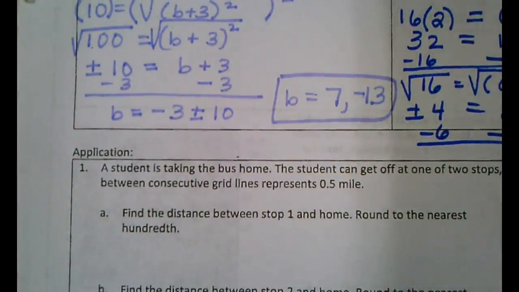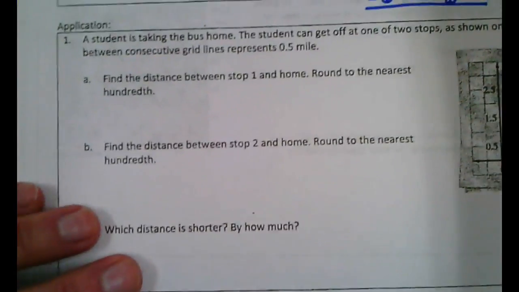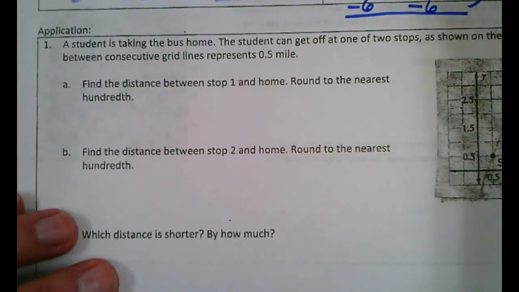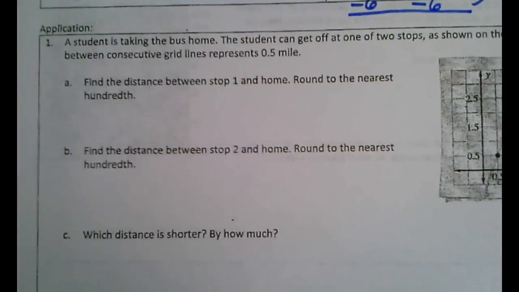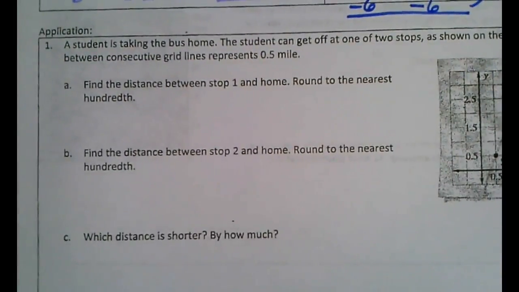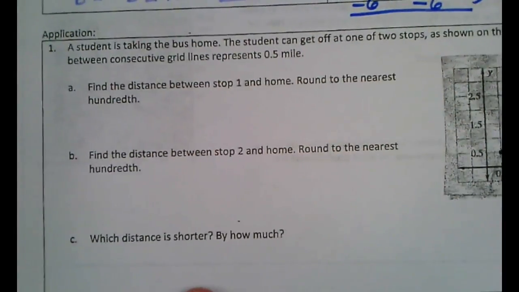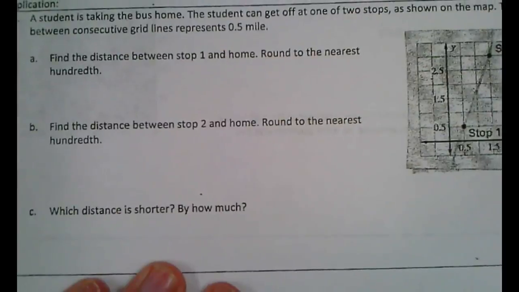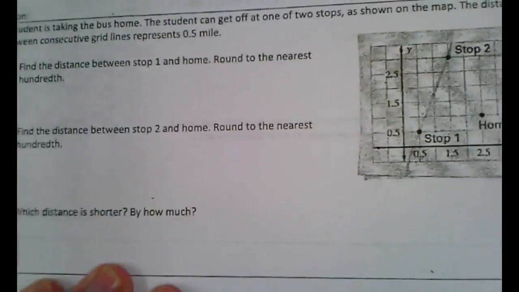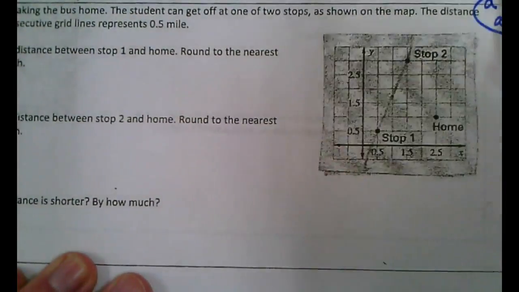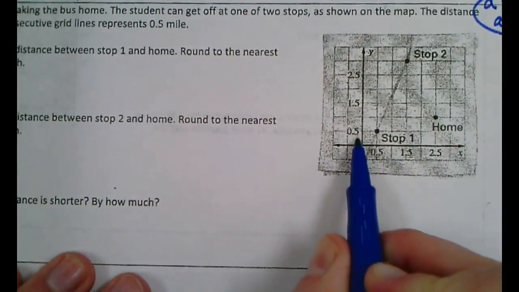All right, the next problem, we're going to apply this to the real world. Kind of what this lesson's all about is the application. A student is taking the bus home. The student can get off at one of 2 stops, as shown on the map. The distance between consecutive grid lines is 0.5 of a mile. So you notice on here it is labeled 0.5, so it is saying that it's 0.5 of a mile.